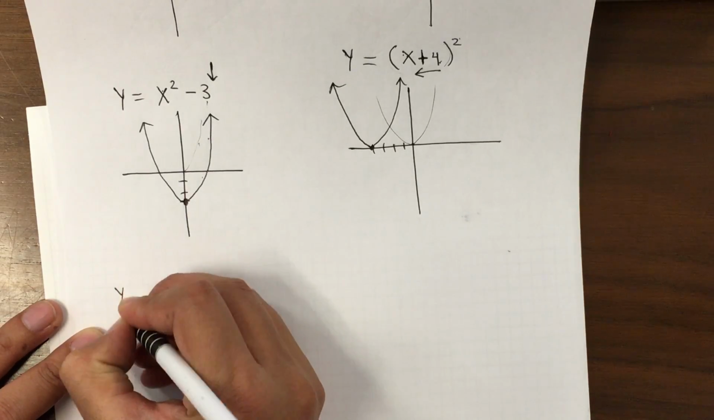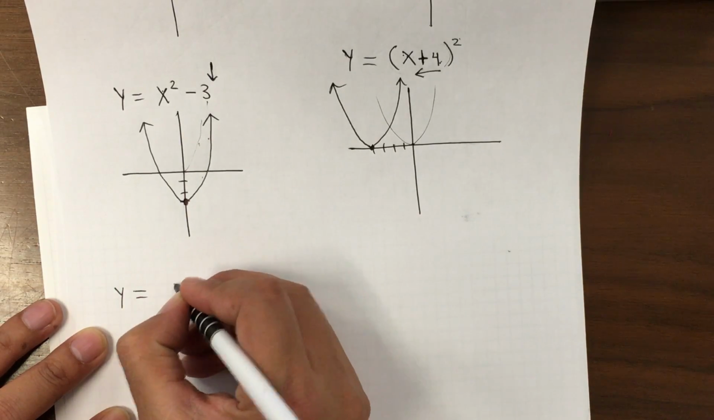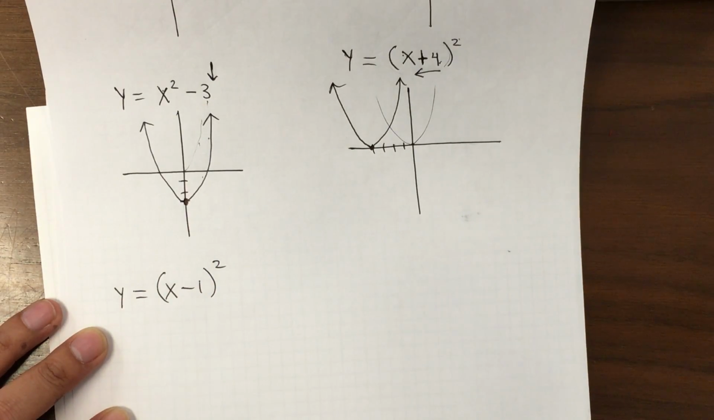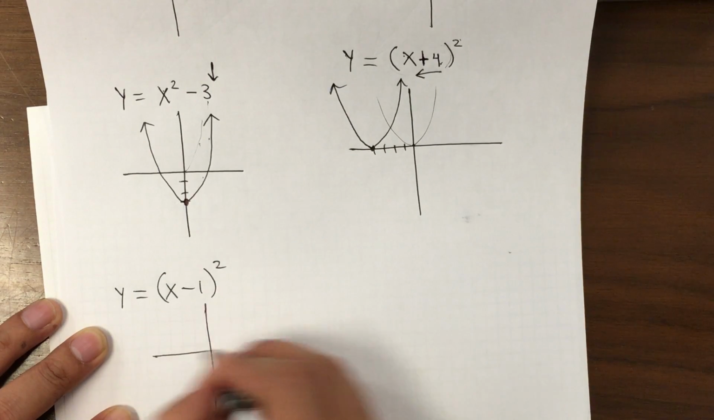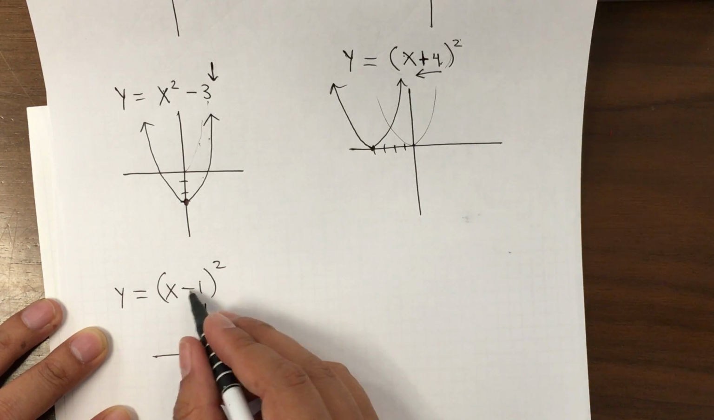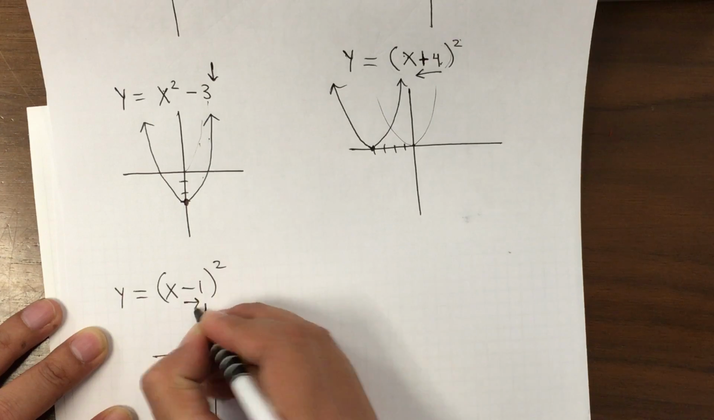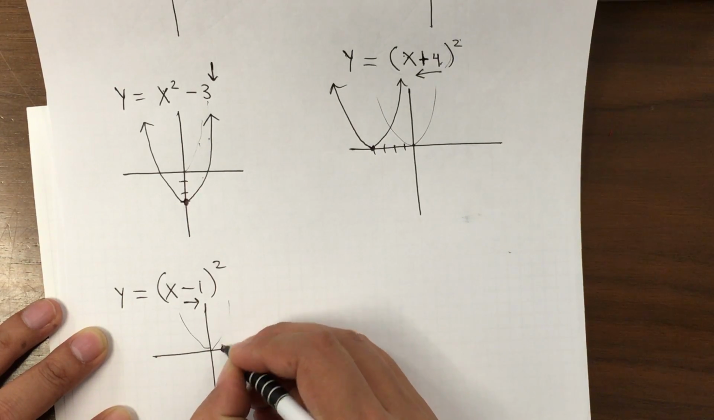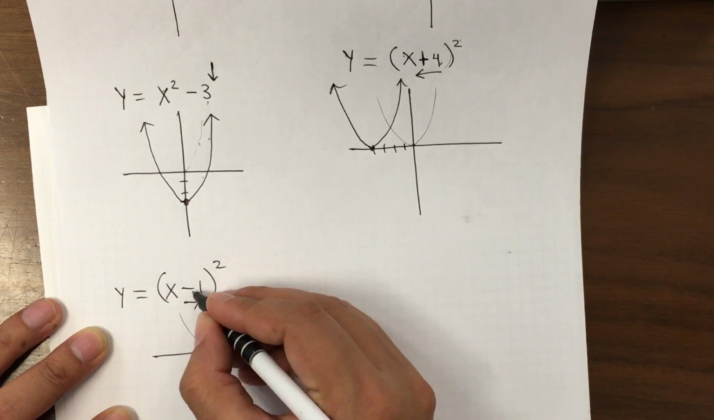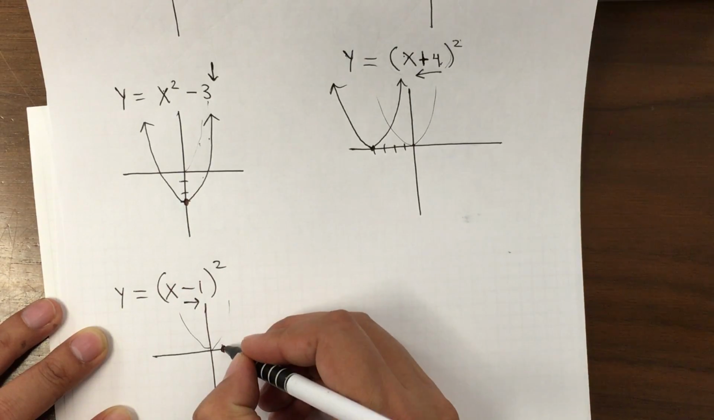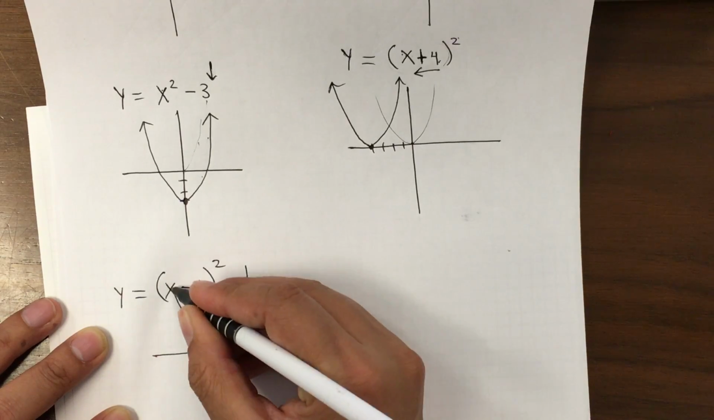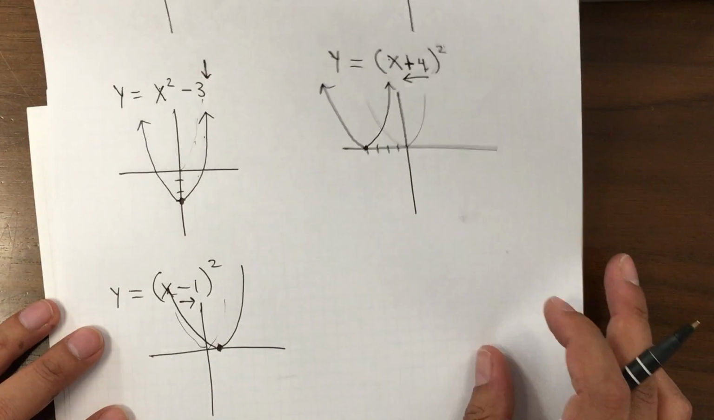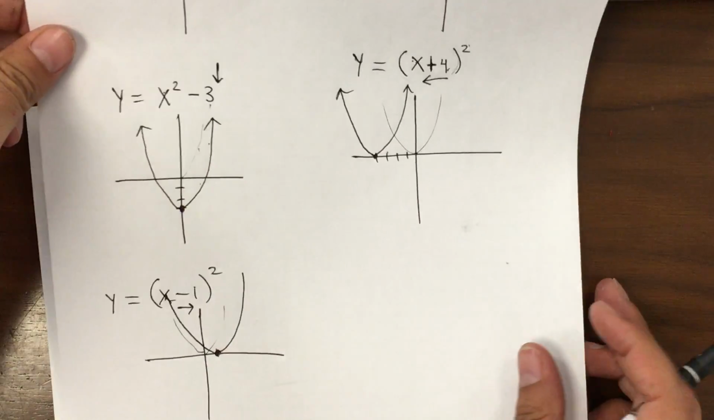So let's do that one with y equals x minus 1 to the second power. Since it's minus, it's going to go to the right 1 space. So instead of being here, my parabola will be 1 space, but to the right. Okay, so my parabola is right here.